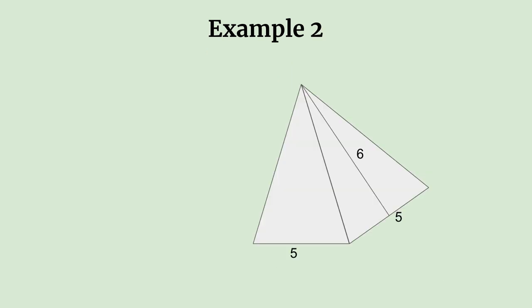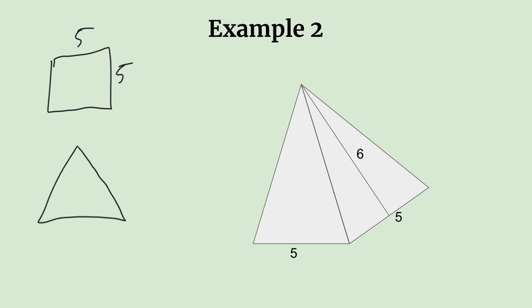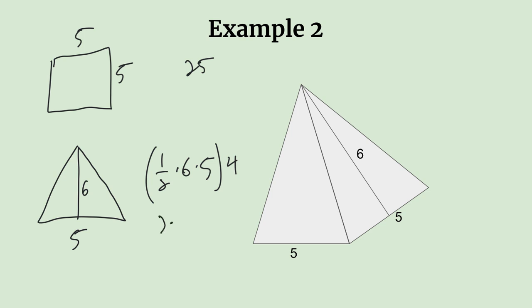For a triangle, so there's 2 shapes here. There's the bottom. Here's a square, 5 by 5, and then the triangles are all going to be the same, and they're all going to be 6 high, 5 wide. So 5 times 5 is 25. For this one, it's 1/2 times 6 times 5, and then there's 4 of those triangles, so that'd be 3 times 5 times 4, which would be 60. 60 plus 25 is 85.